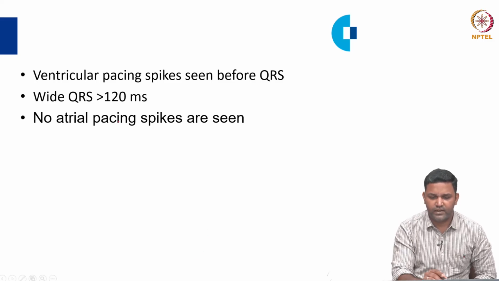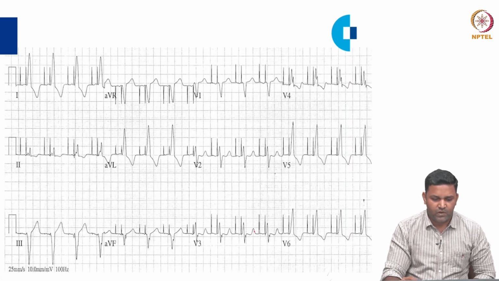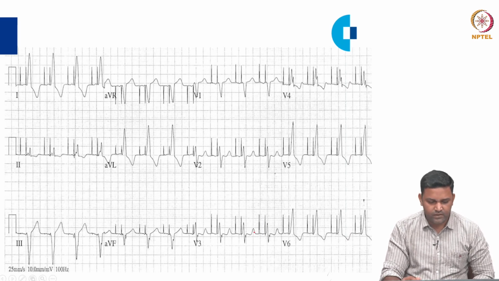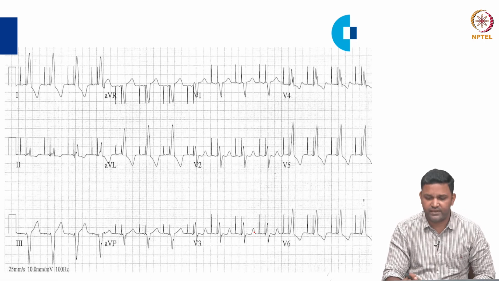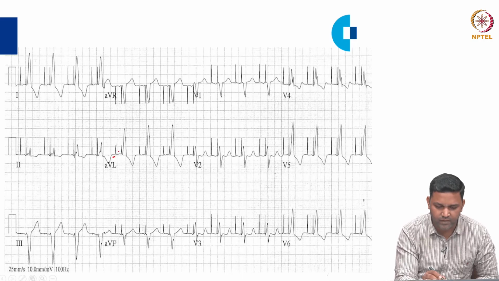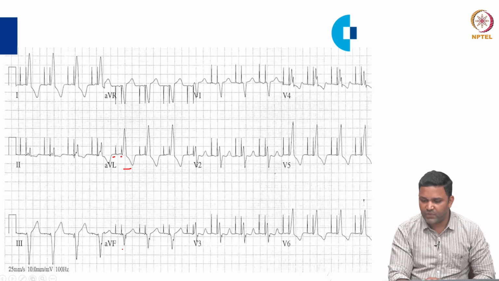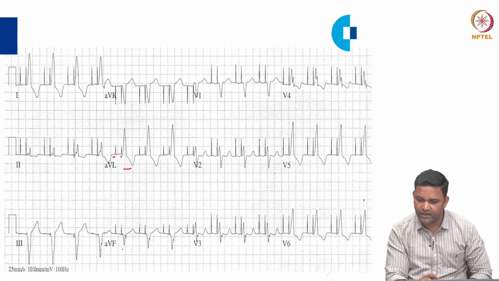So, wide QRS, there are no atrial pacing spikes. So, this is a VVI pacemaker. So, this is another example. This is also similar to the ECG which we saw earlier. Every P wave is preceded by a pacing spike, an atrial spike, then there is a ventricular spike, and then there is a QRS. So, this is also AV synchronous pacing, sequential pacing, with 100% capture and 100% pacing.